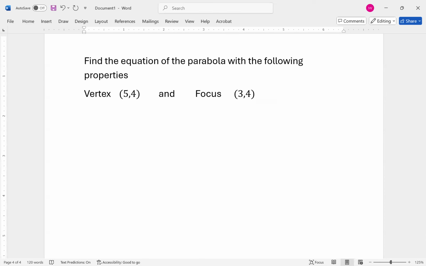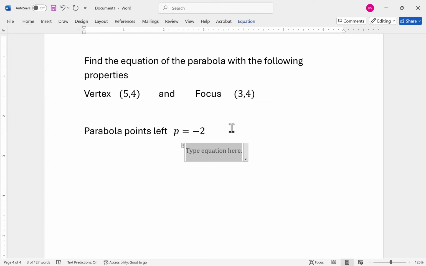So just by a quick understanding, the parabola points left, and we just saw that the p-value is going to be -2, because that's the distance from the vertex to the focus. If the parabola points left, then that's where we're squaring the y part. We're getting (y minus k) quantity squared is equal to 4p times (x minus h).